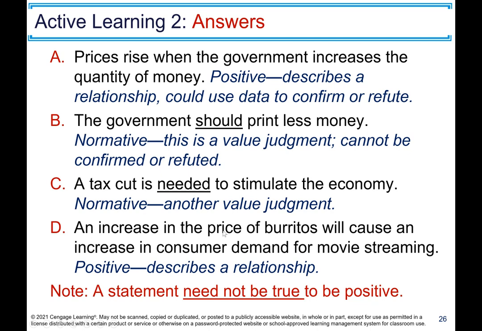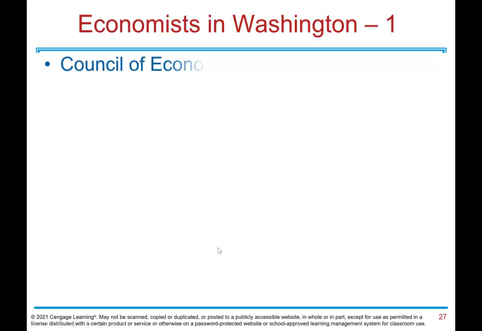Number D, an increase in the price of burritos will cause an increase in consumer demand for movie streaming. That is a positive statement. It describes a relationship. There's a note here: a statement need not be true to be positive. You can make a statement that doesn't have to be true, but the point is it can be verified, so it is a positive statement.